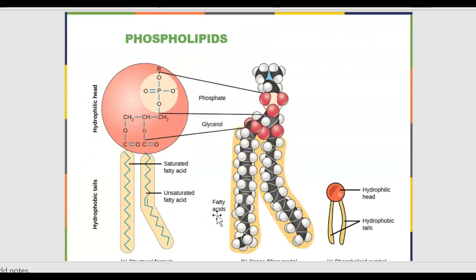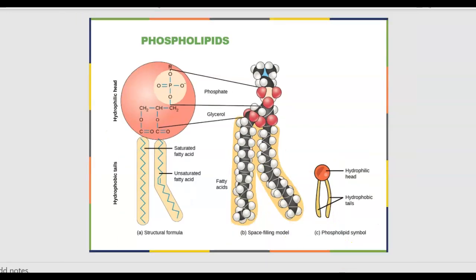Let's see if I can slide this thing up or down. I guess I just have to reduce the size just a little bit so you can see it all.